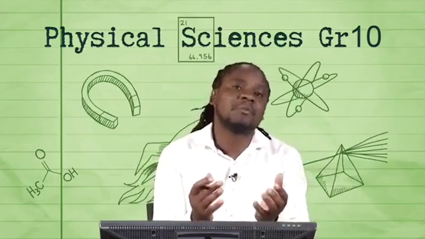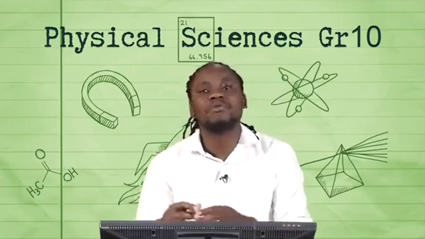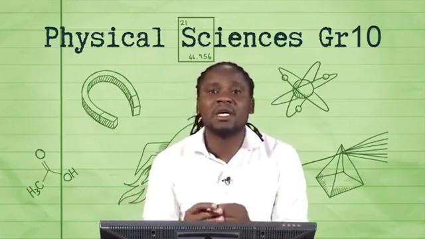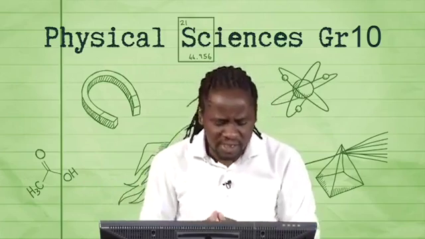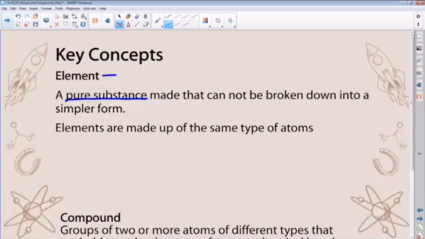Elements are made up of atoms of the same kind, as well as compounds which consist of different elements that are chemically joined together, which we spoke to in bonding, which is also very important. Right. So these are pure substances. An element is a pure substance that cannot be broken down into a simpler form.